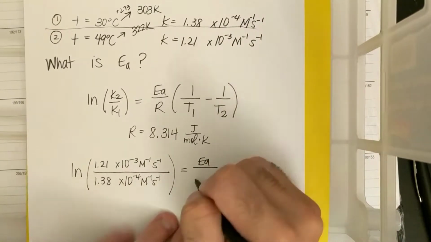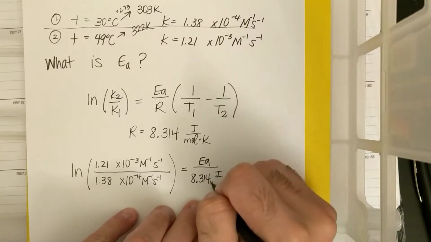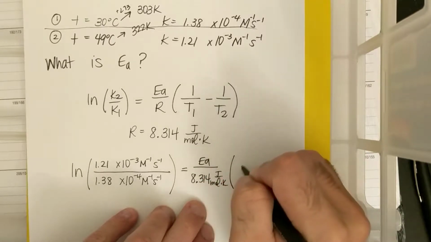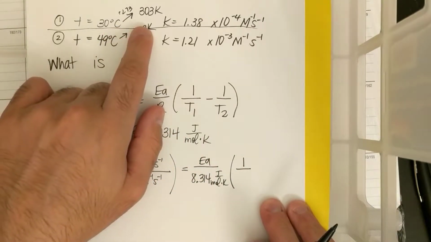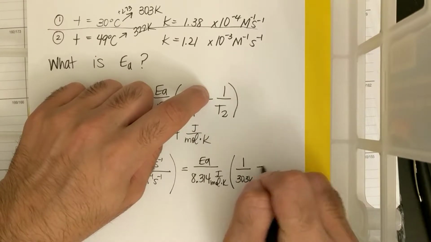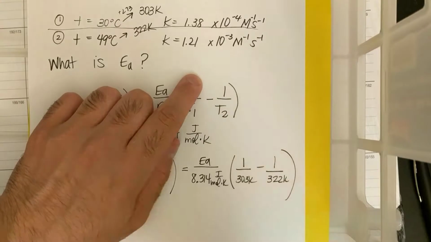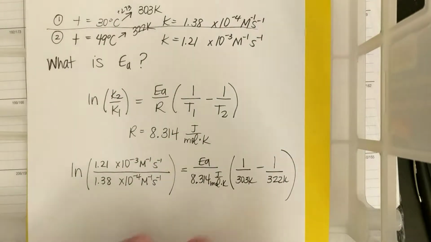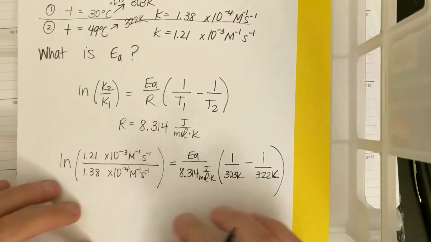I'm looking for EA. I'm going to plug in 8.314 joules per mole Kelvin. And then 1 over T1. T1 I established was 303. So 1 over 303 Kelvin minus 1 over 322 Kelvin. And notice that my kelvins ended up in the denominator. So that's going to give me units of per Kelvin.